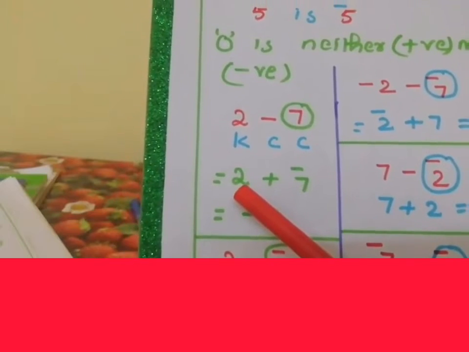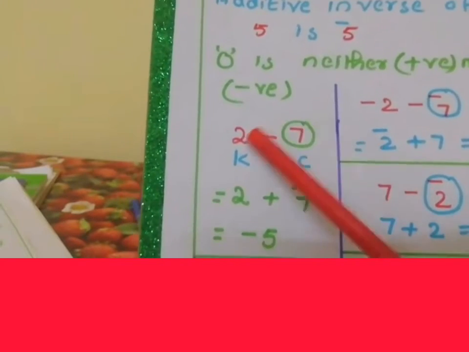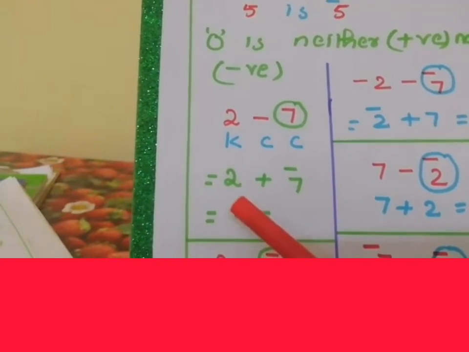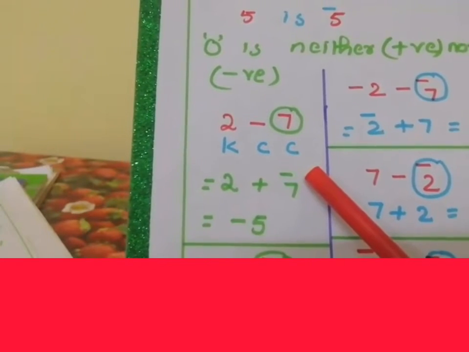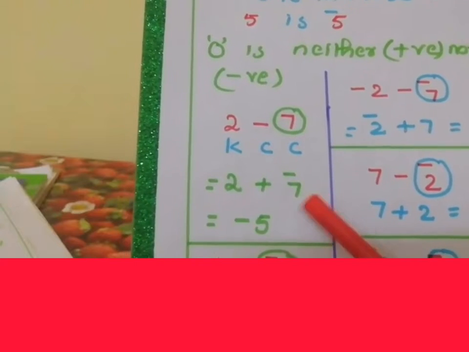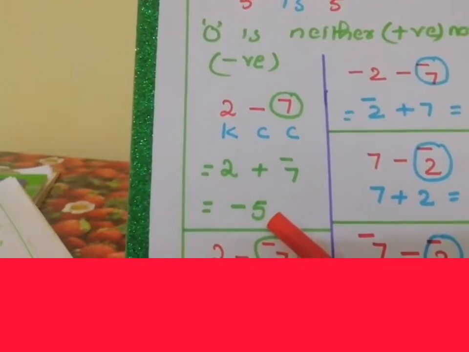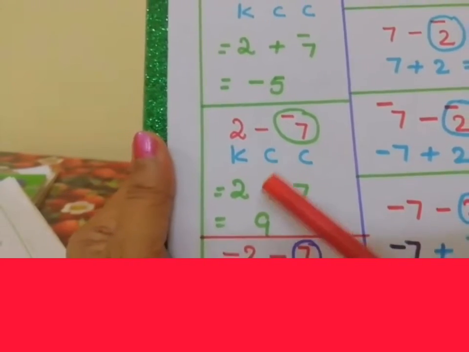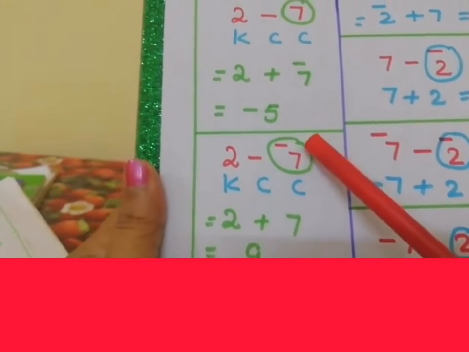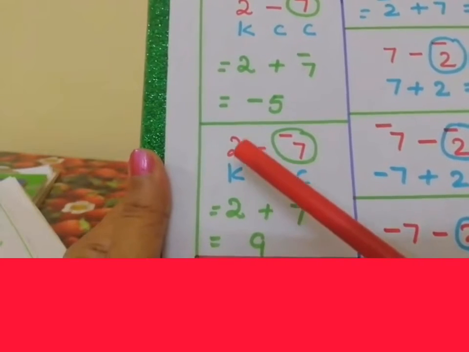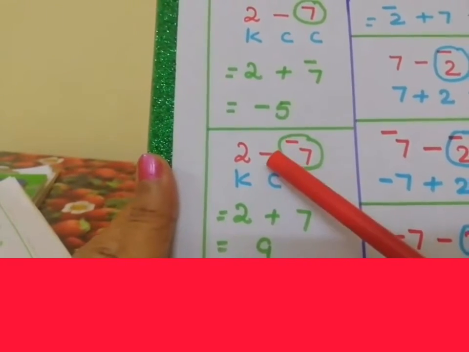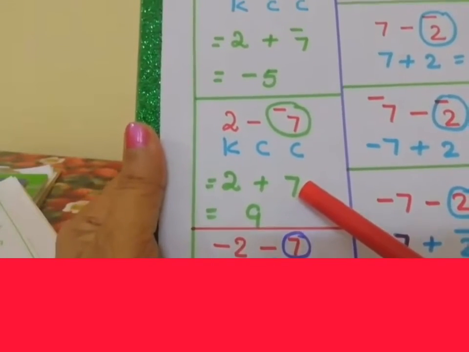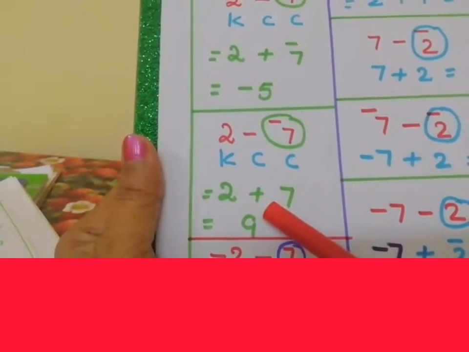Now here it is in that subtraction. Now the next step, it is the addition. So 2 plus negative 7, that you know how to do. 2 plus negative 7 is equal to negative 5. Then in the second example also, 2 minus minus 7. 2 same, minus will become plus, negative 7 will become positive 7. 2 plus 7 is equal to 9.